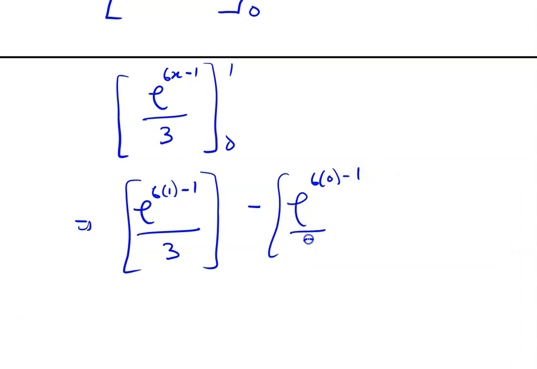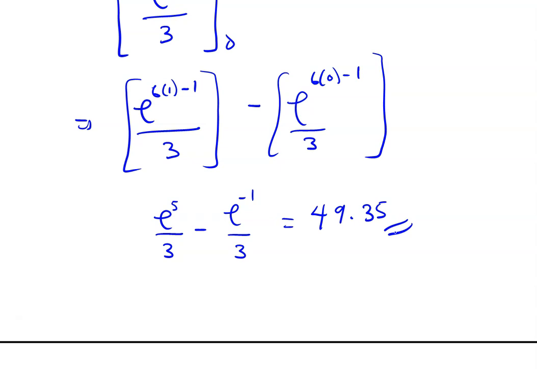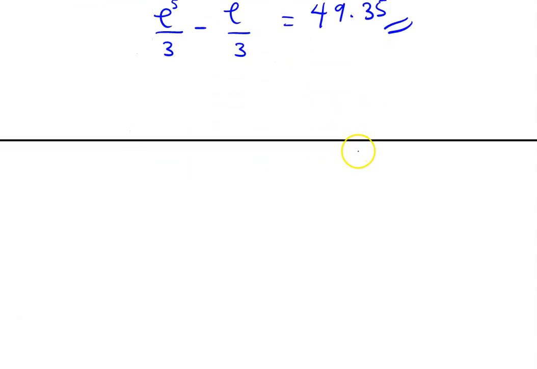1 all divided by 3 again, right? And if I simplify, I'm going to get e^5 divided by 3 minus 1 divided by 3, and that one should give me 49.35. That's if it's simplified. I'm going to get 49.35 as the final answer. So that's the shortcut. Let's move on to the long method and see.